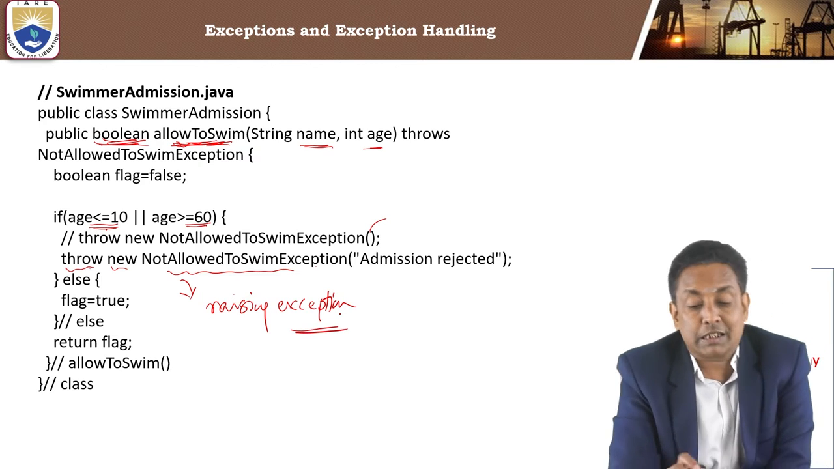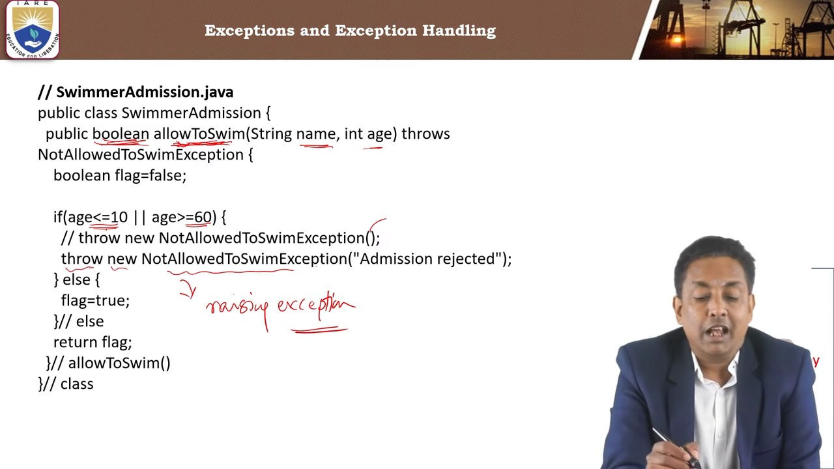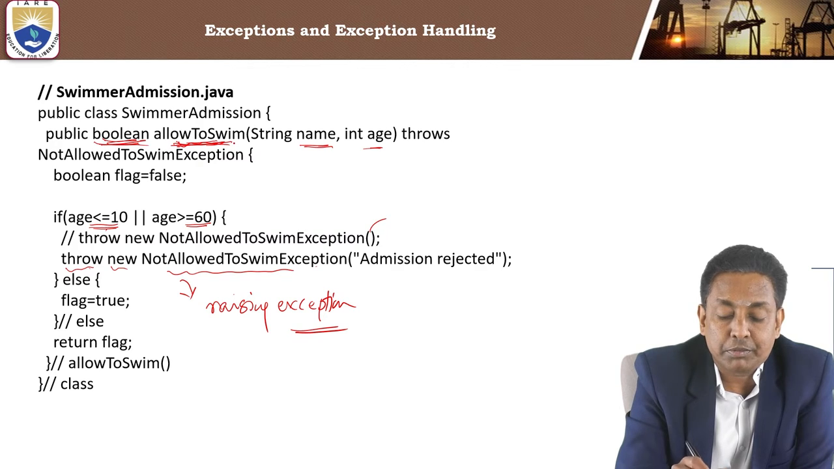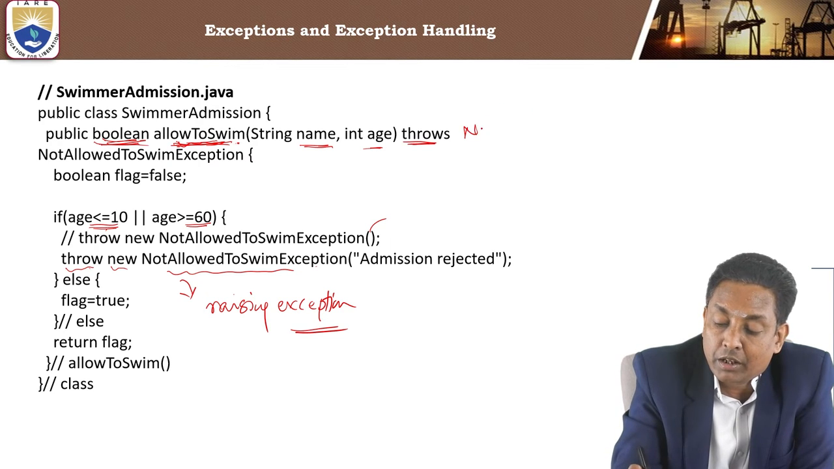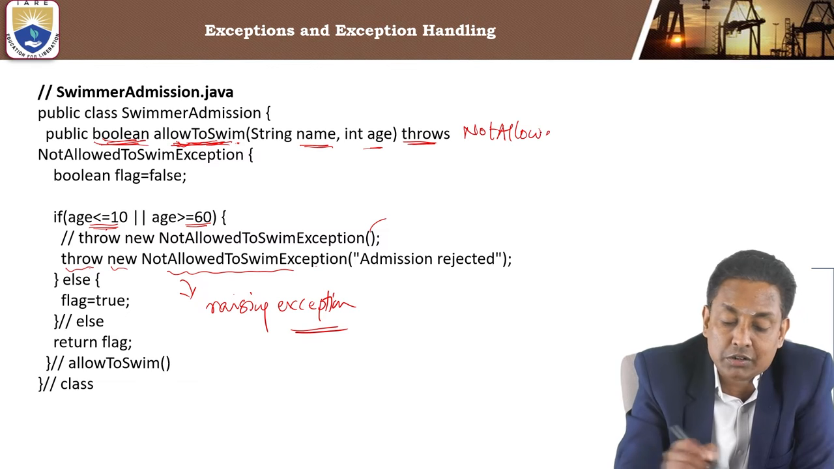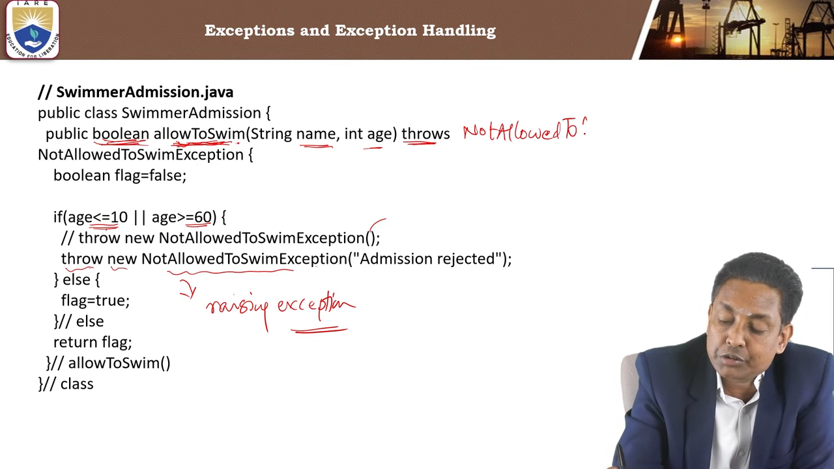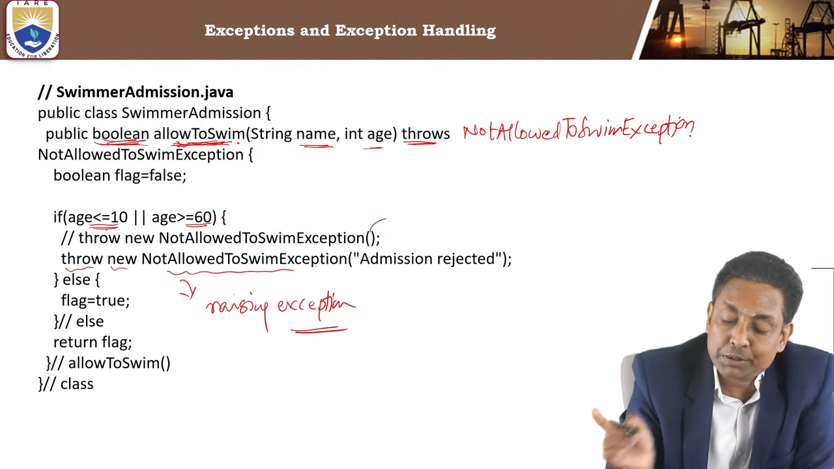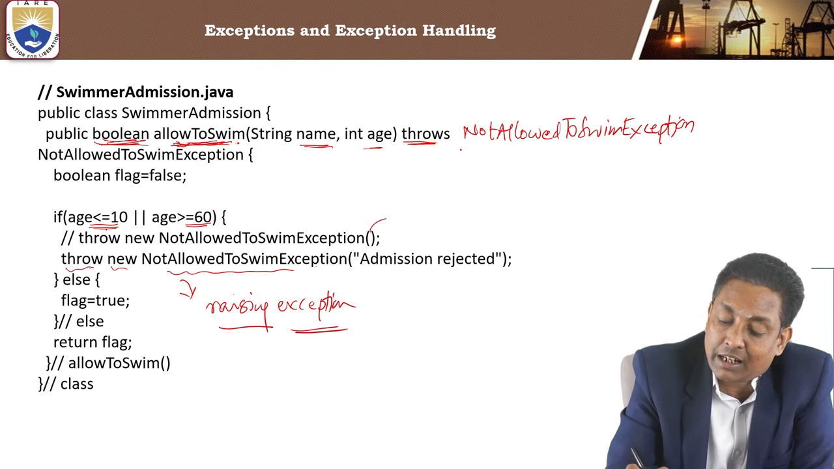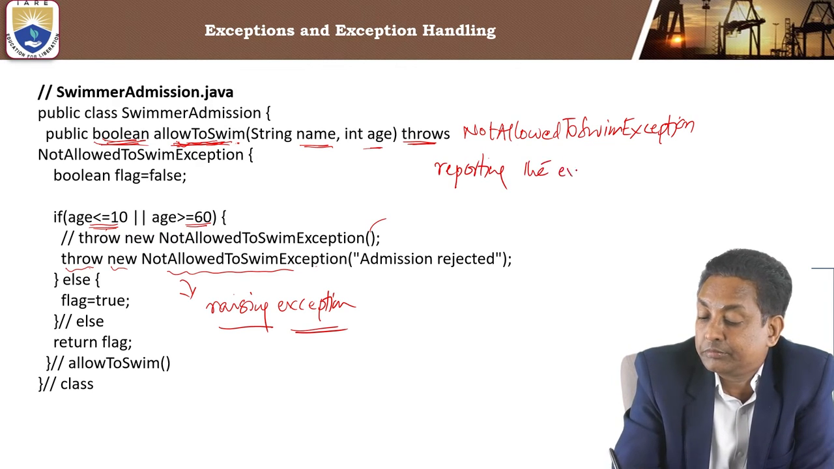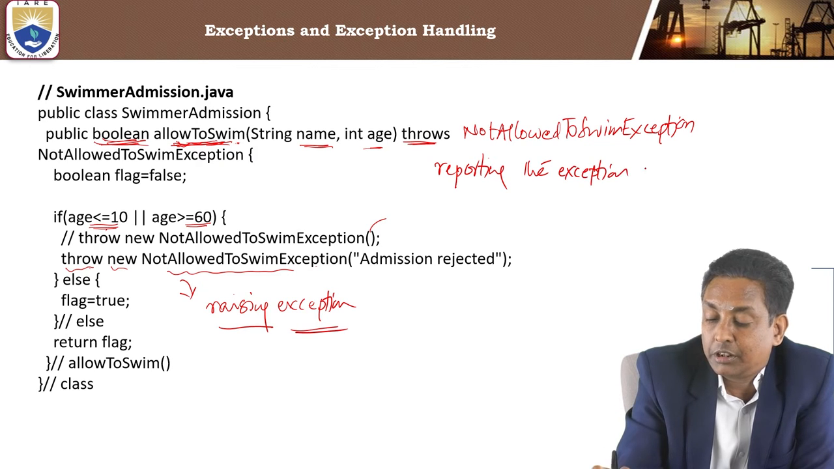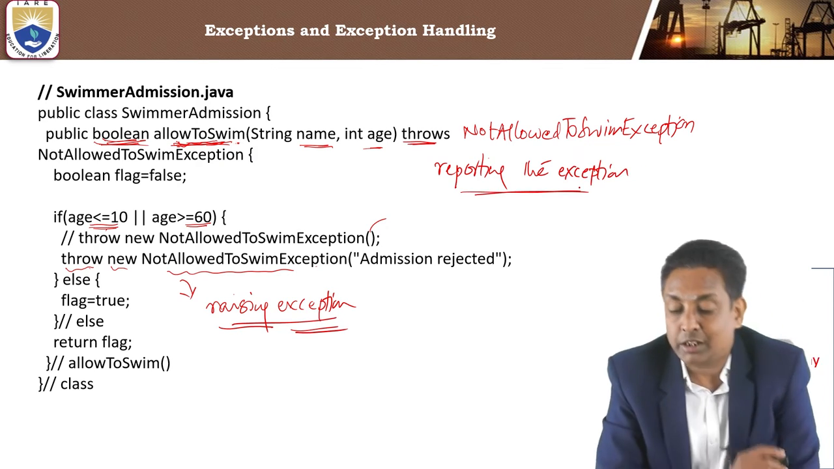Because our method raises an exception under a particular condition, as the developer of this allowToSwim method, it is our responsibility to report the exception. How? Using throws NotAllowedToSwimException. The developer who is writing this method is responsible for both raising the exception as well as reporting the exception. He raised the exception, but he should report the exception also.